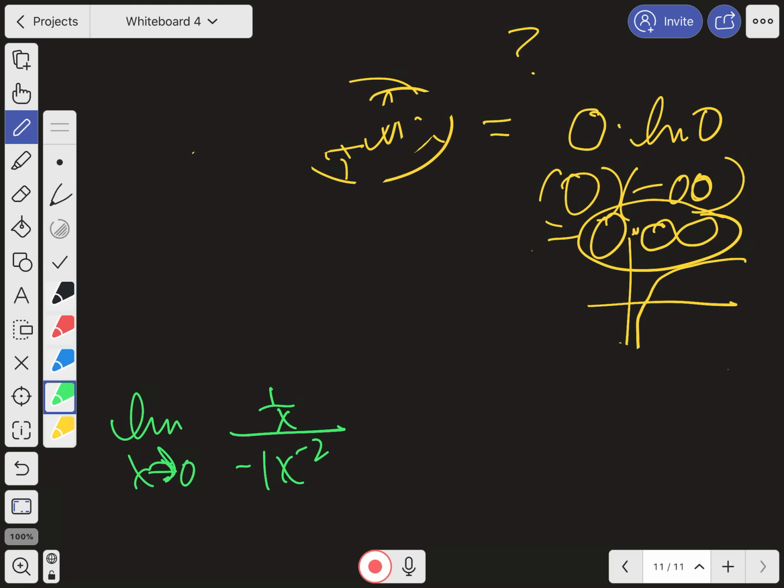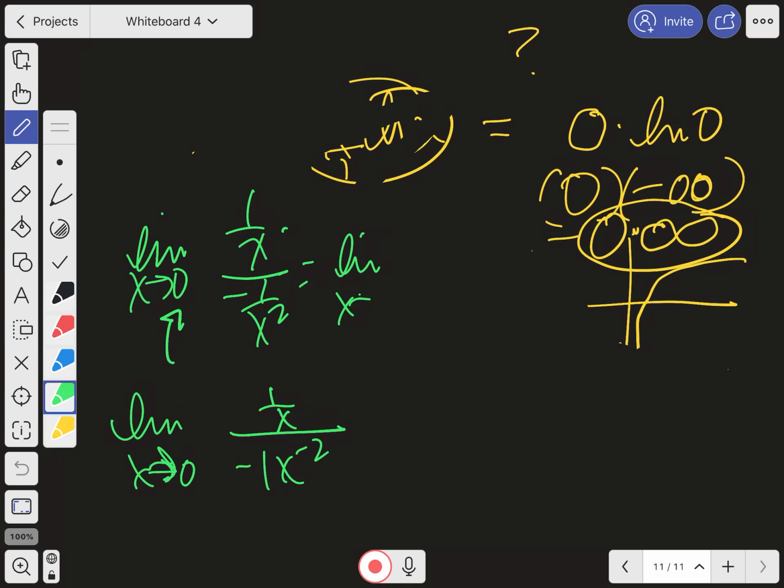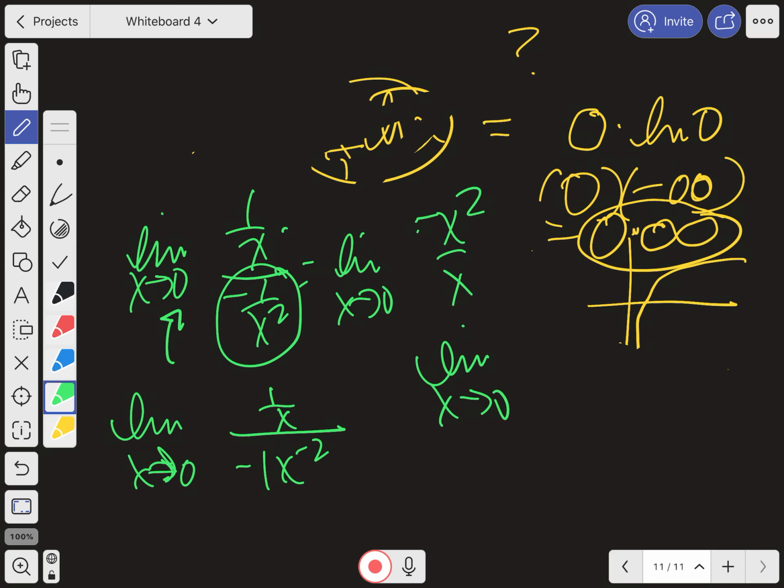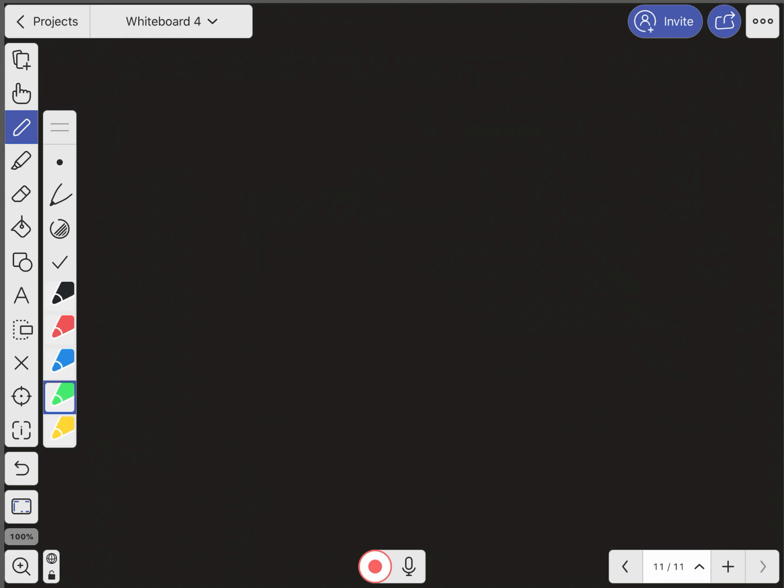Okay, sorry about that. All right, so this is the limit as x approaches 0 of 1 over x over negative 1 over x squared. If I multiply by the reciprocal, I get negative x squared over x. So I have the limit as x approaches 0 of negative x. And so I get 0 for my limit.